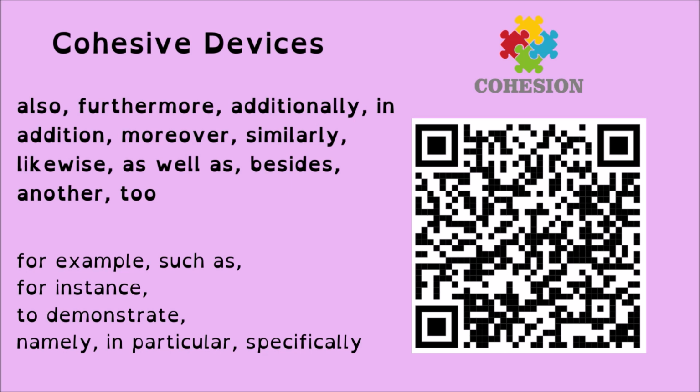Your cohesive devices, like IA1, you can scan that QR code there to get a full list of cohesive devices. You are marked on your use of them, and if you use them deliberately and carefully, they can snowball your argument.